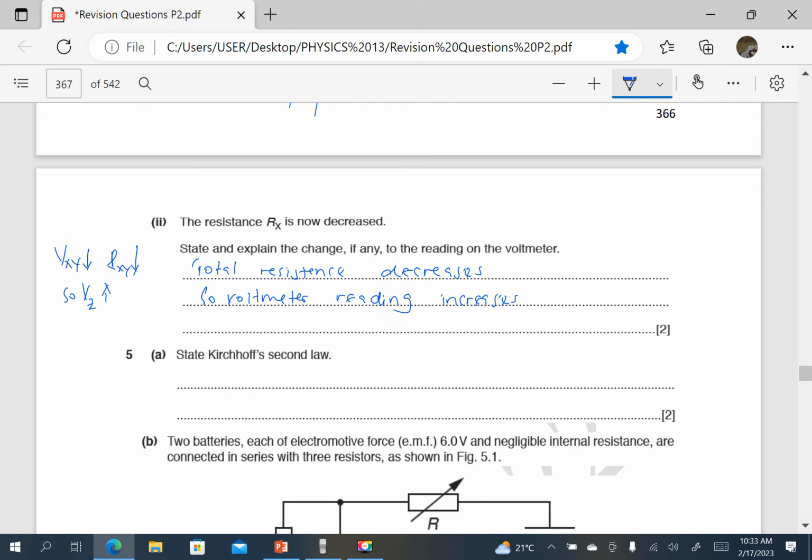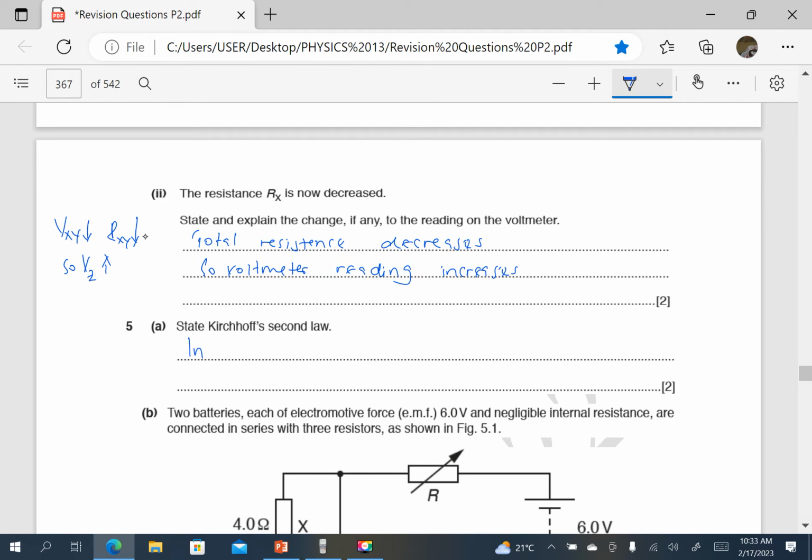Okay, state Kirchhoff's second law. Of course, we saw the first law was concerned with charge. The second law is concerned with energy, conservation of energy. That is, in a closed loop, the sum of EMFs is equal to the sum of PDs.